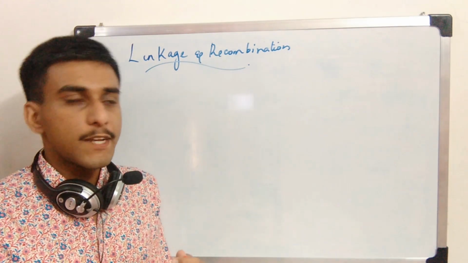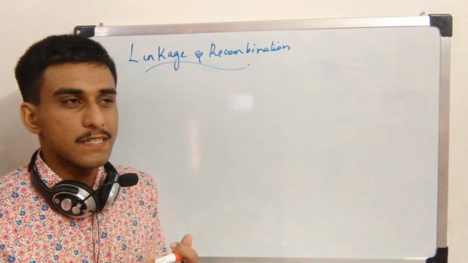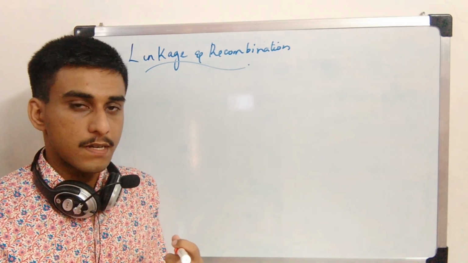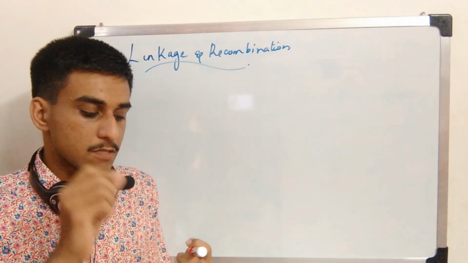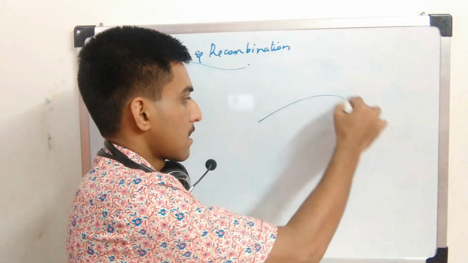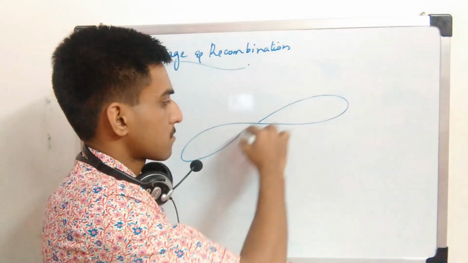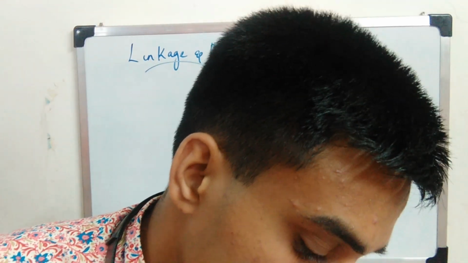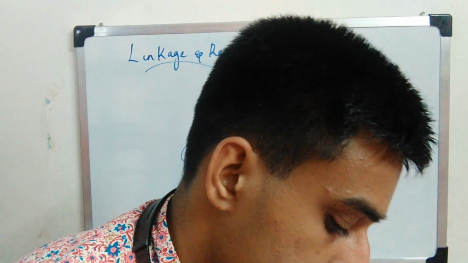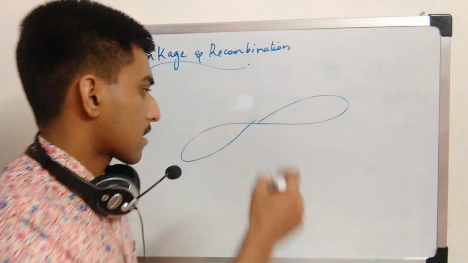So what do you mean by linkage? Linkage is the physical association of the genes on a chromosome. So I am drawing a chromosome here. This is a chromosome, before replication. We know that after replication it will have sister chromatids. So just consider a chromosome.